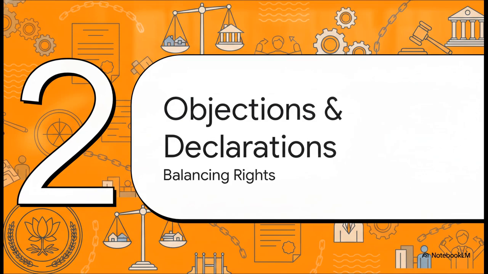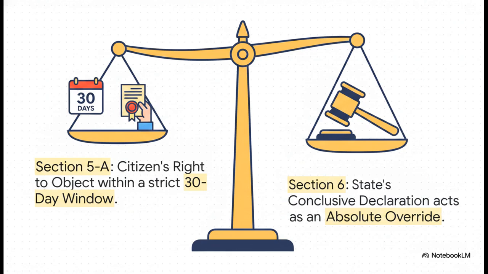Moving on to Part 2, Objections and Declarations. This is where we see that balancing act between citizen rights and state authority really play out. So, how exactly does the law balance a citizen's right to due process against the state's authority? It works like this. Under Section 5A, citizens are given a strict 30-day window from the notification issue date to submit any written objections to the collector. The collector hears them out and recommends a decision.